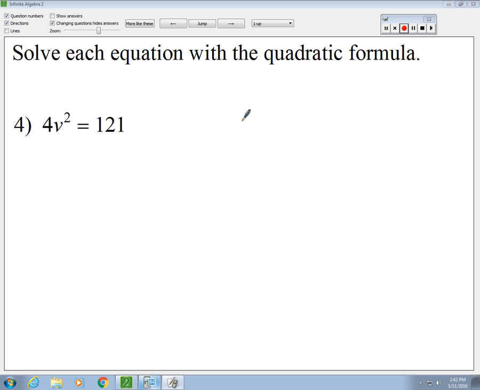Now, another method would have been the square root method. You could have started by dividing by 4 on both sides. You would have ended up with b squared equals what? What is 121 divided by 4?